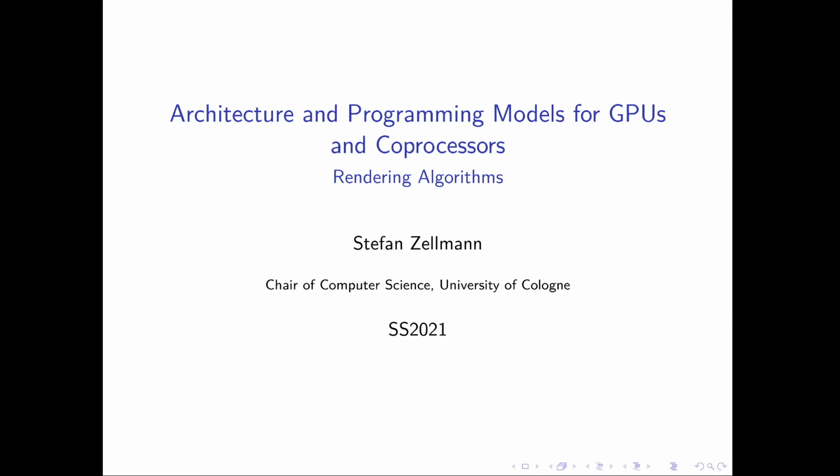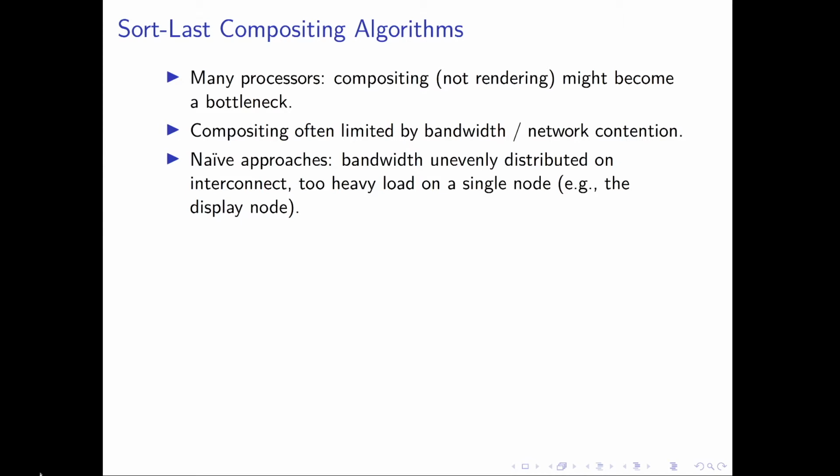In this session, we're going to concentrate on the sort last parallel rendering algorithms because of its high relevance to the scientific visualization community when it comes to rendering large datasets. An issue with the sort last compositing algorithm is that at scale, that is, when we add more processors to the problem, we'll usually observe that not rendering but compositing will become the bottleneck. That is, the process of taking those intermediate images and compositing them to a fully rendered image that includes all the contributions from all the processors.